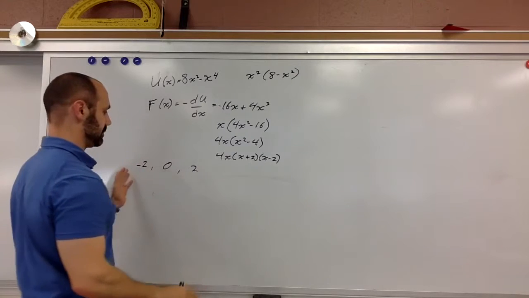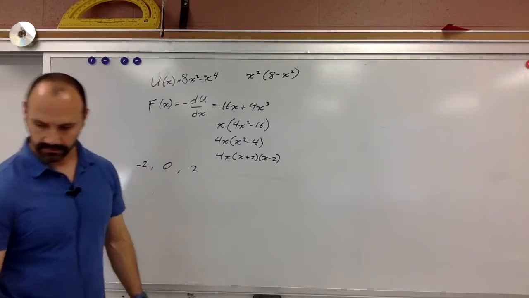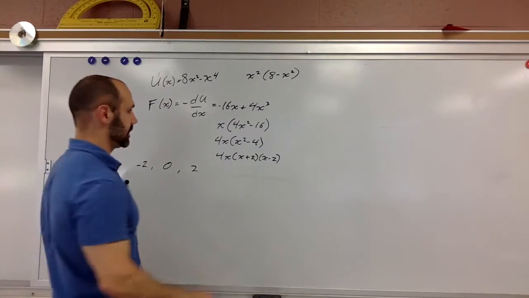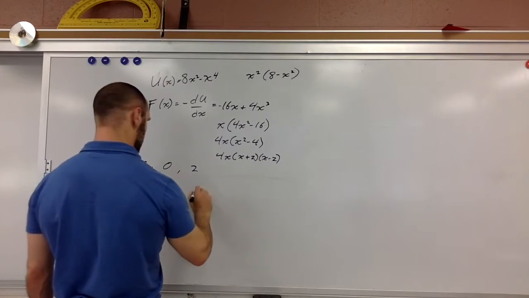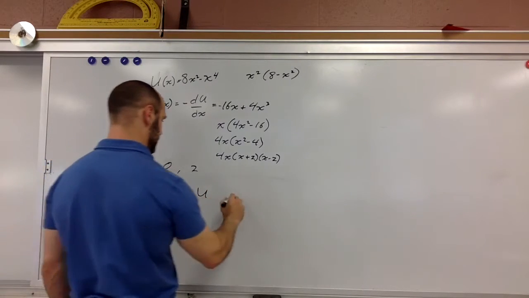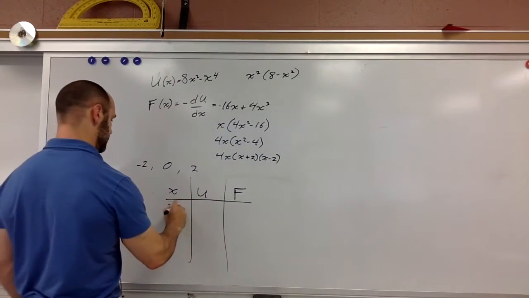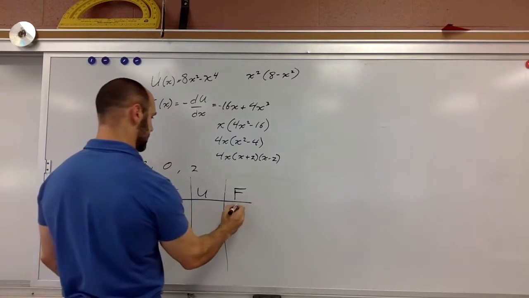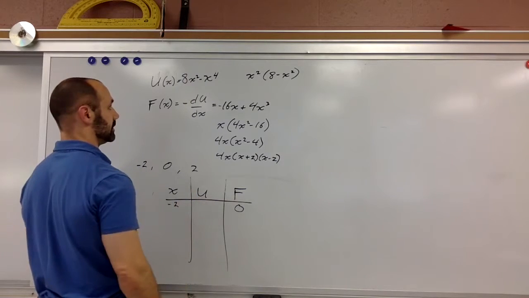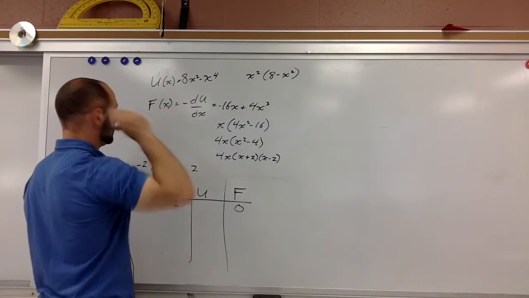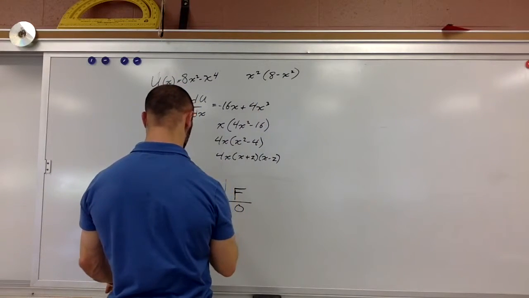Now I need to figure out whether these are stable or unstable equilibrium. Let's make a little table: position, a column for potential energy, and a column for force. We're just going to plug in our values. If I have negative 2 as x, I know the force is 0, but the potential energy is 8 times 4 minus 16, which is 16.